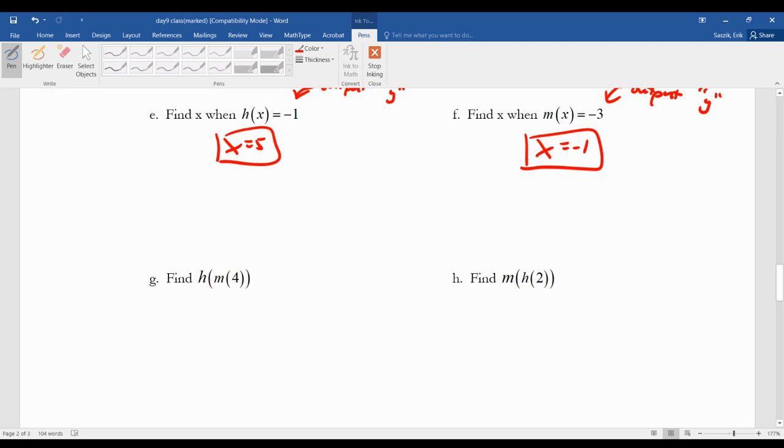I'm not going to scroll up to these other things. I mean, m of 4, all you got to do is look at the table, it's 5, and then you do h of 5, and h of 5 is negative 1. So there's our answer. Do h of 2 first. H of 2 is 5, do m of 5, and you will get 1/2. Oh, it disappeared. It'll come back in a moment.